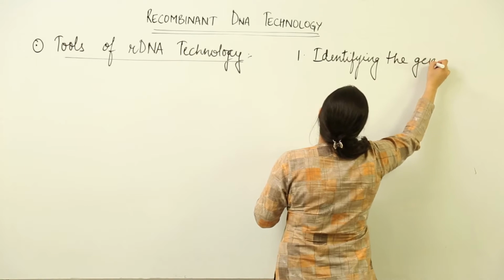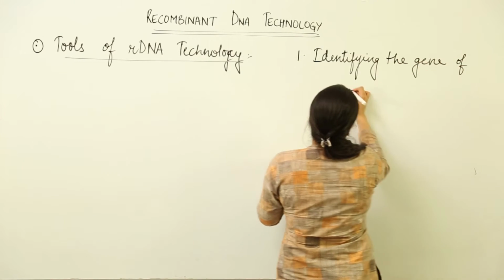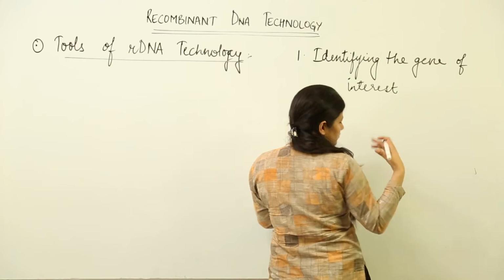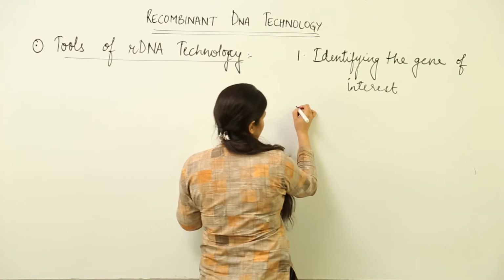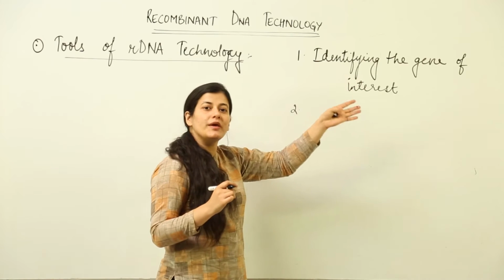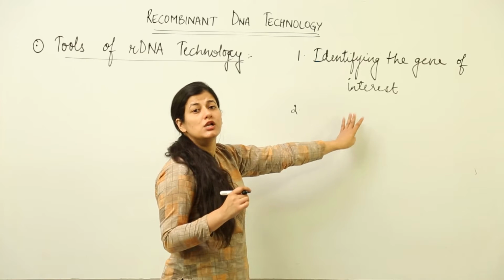This is the first step in obtaining a genetically modified organism that could be present in any living cell. From there you have to identify the gene of interest. Then that gene of interest has to be cut and transported to a suitable vector.